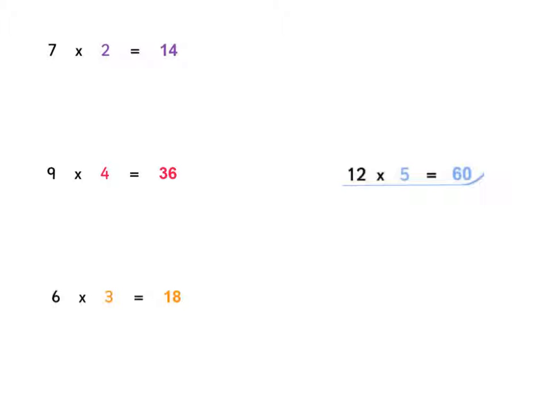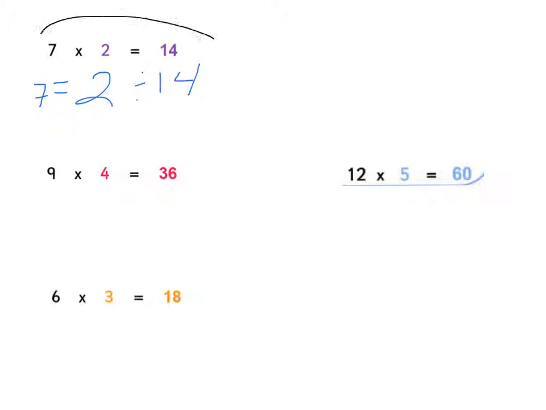Remember the connection between multiplication and division. So let's look at this here. We have a multiplication problem. 7 times 2 equals 14. Remember that 14 divided by 2 equals 7. Notice that the way I wrote that right here is not actually the way we write division problems, right?